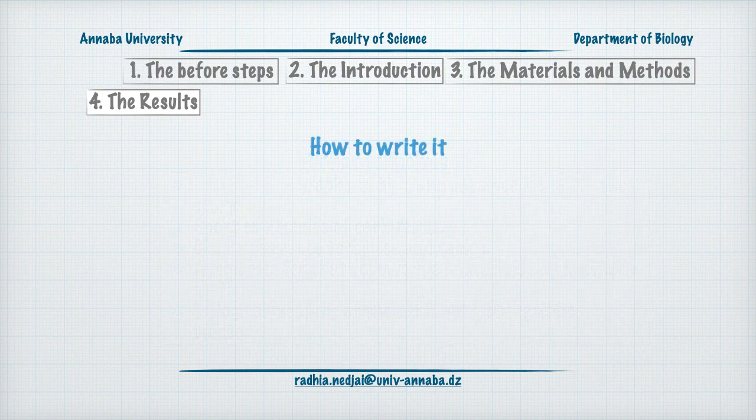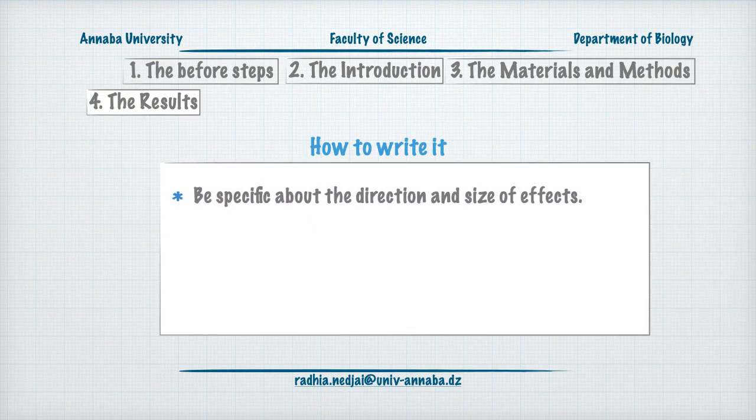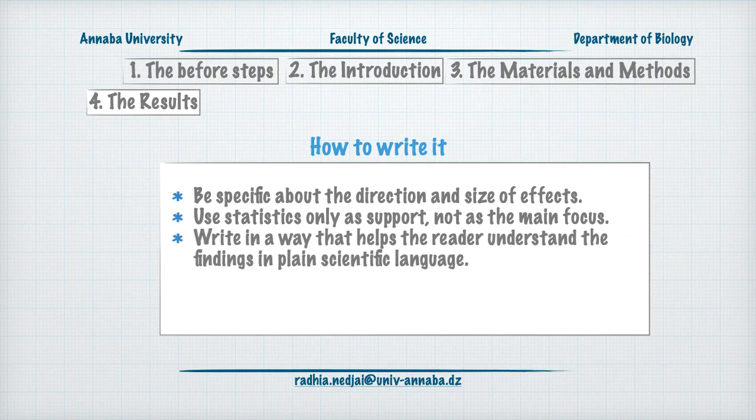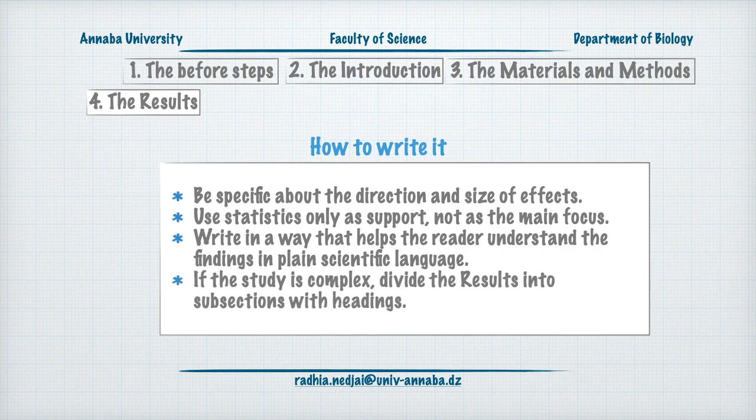Now, how to write this section? Be specific about direction and size of effects. Use statistics only as support, not as the main focus. Write in a way that helps the reader understand the findings in plain scientific language. If the study is complex, divide the results into subsections with headings.